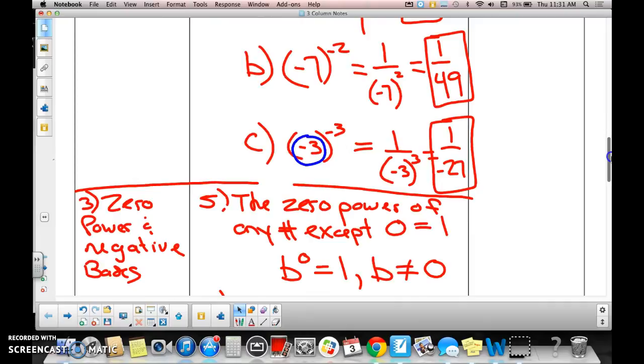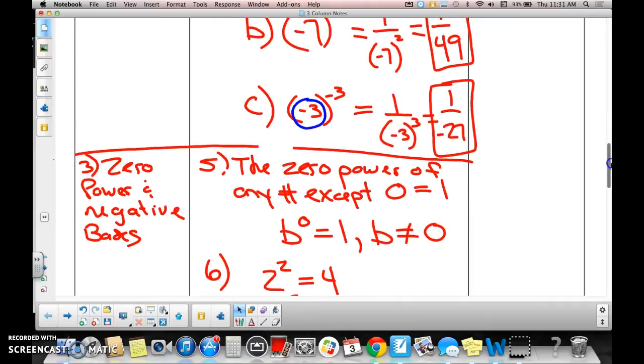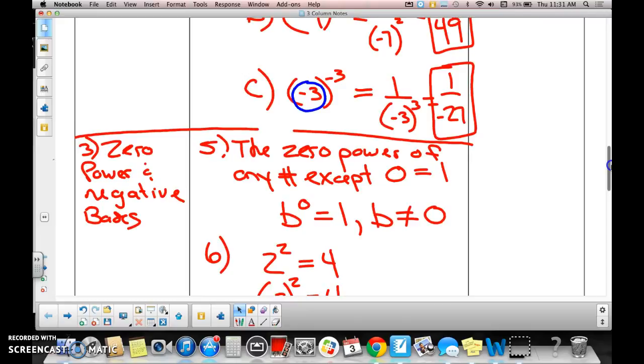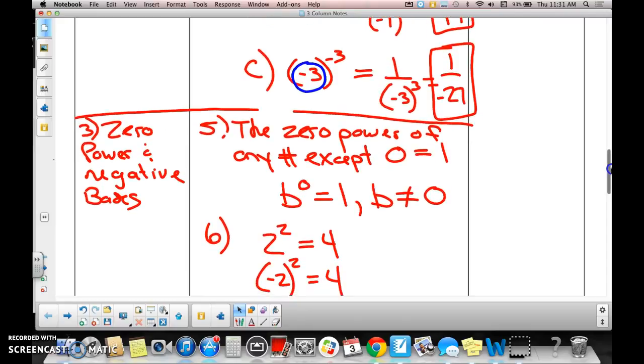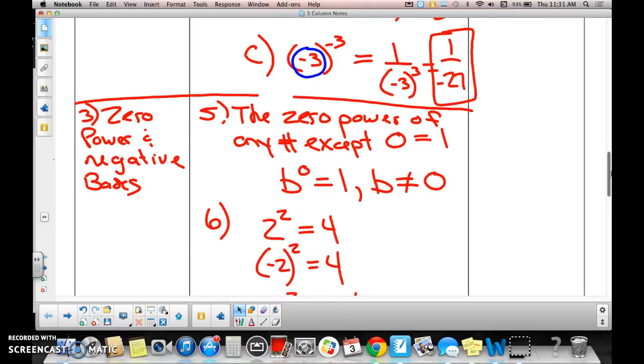You guys showed this in example number 1, our pattern, the 0 power. The 0 power of any number except 0 is 1. The b stands for base in your formula right here. So b to the power of 0 equals 1, except if b is 0.